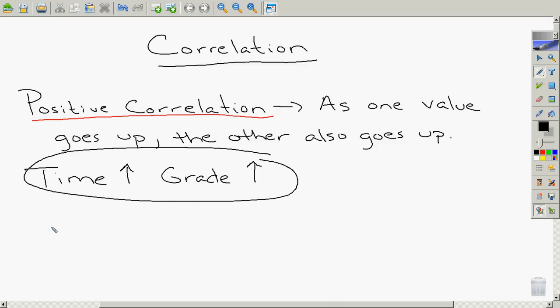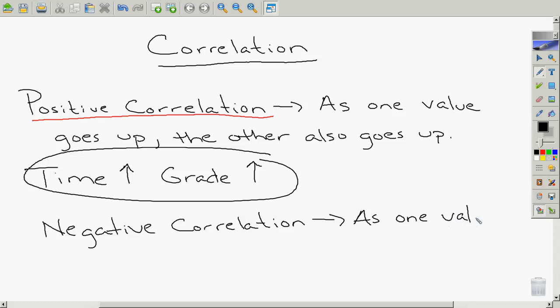Okay, we also have a negative correlation. And a negative correlation would be as one value goes up, the other value goes down. So as one value increases or goes up, the other value, the other goes down.